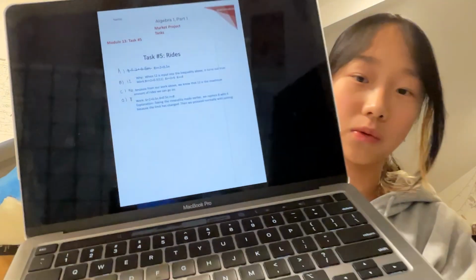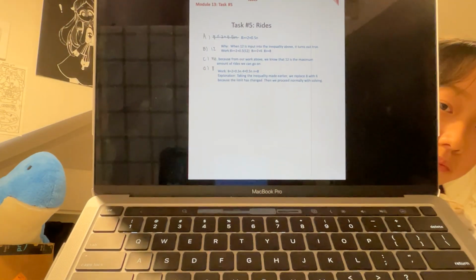For C, they answer no, and I explain, because from our work above, we know that 12 is the maximum amount of rides we can go on. And for D, they find the answer 8. And I write the work and the explanation.